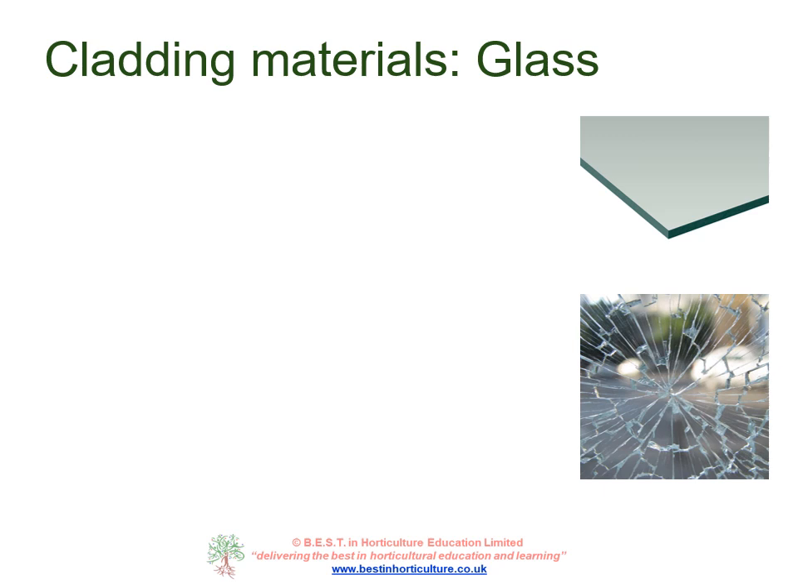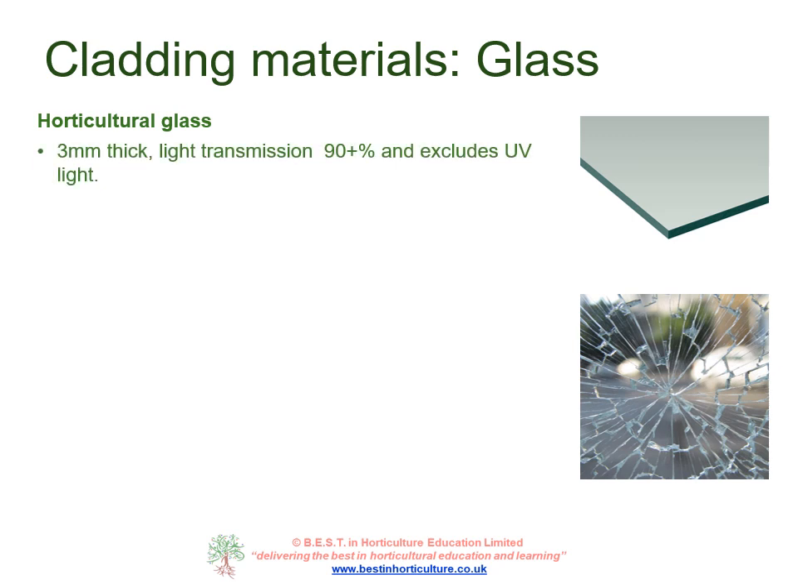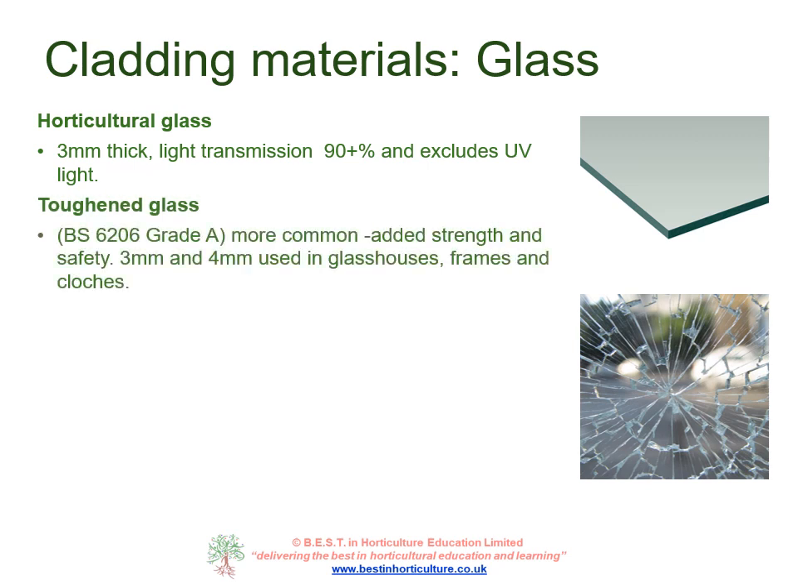Moving on to look at cladding materials, first of all starting with glass. Horticultural glass, standard thickness is 3 mm with light transmission of 90% plus and fairly good at excluding ultraviolet light. Toughened glass to BS 6206 grade A is more common. It has added strength and safety. 3 mm and 4 mm are used in glass houses, frames and cloches.